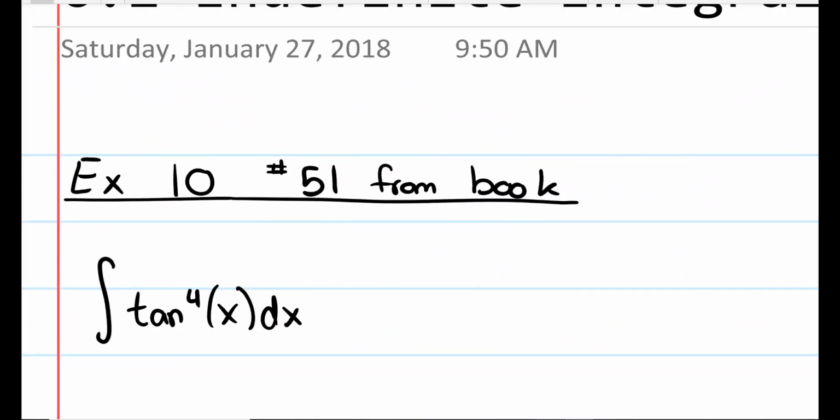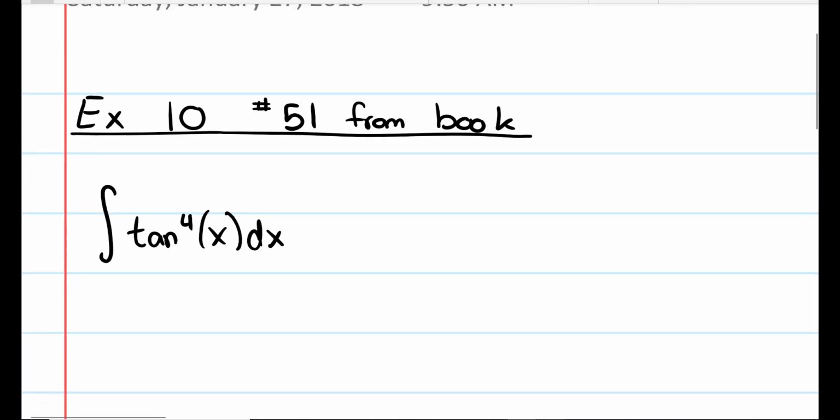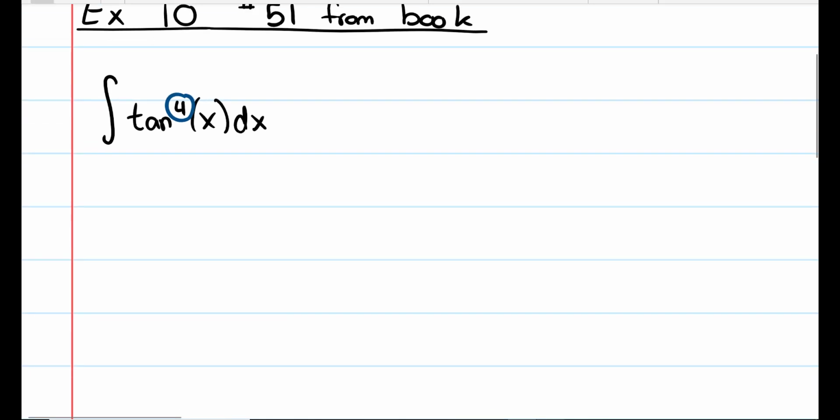Example 10. In example 10, I'm going to show you how to integrate tangent to the fourth power of x dx. This problem doesn't look that difficult, but it can be a little tricky unless you know the tricks for the integration. So first, in an earlier video, I stated that if this is to the power of something greater than 2, it's helpful to break it up because usually you cannot u-sub it.